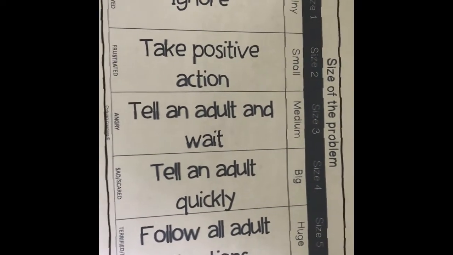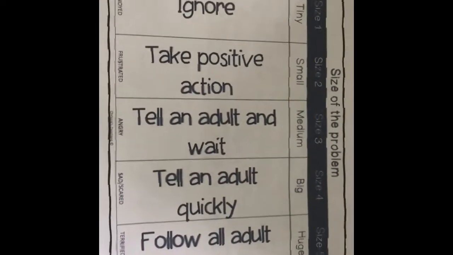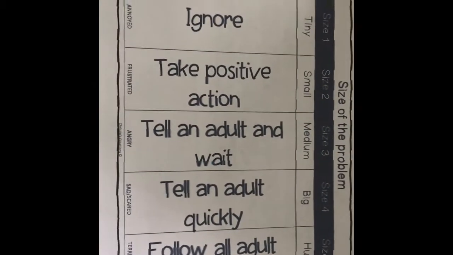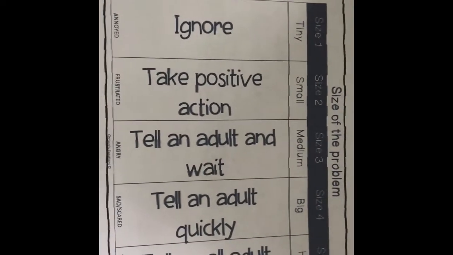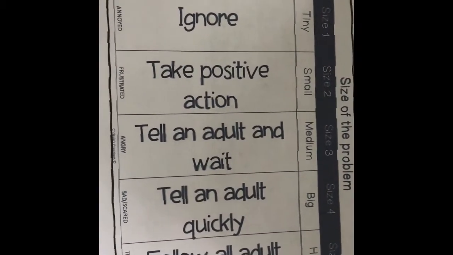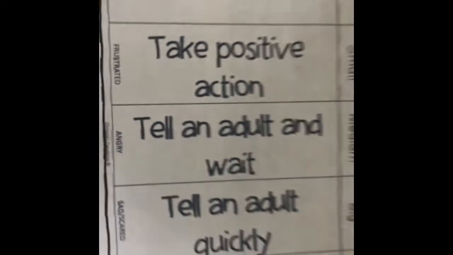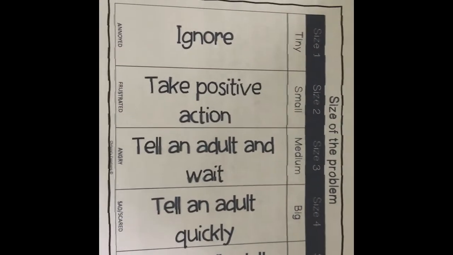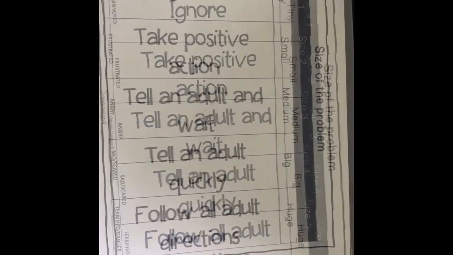Right in the middle is size of the problem number 3, medium. An example of this might be if you're at home and your work is not downloading from your computer, it's not responding to you, the computer's not doing exactly what you need, and you don't know how to fix it. You might need to tell an adult and wait for them to fix it. It might make you feel angry, but it's definitely something that we need to use our tools, ask for help, and wait for the problem to be solved.